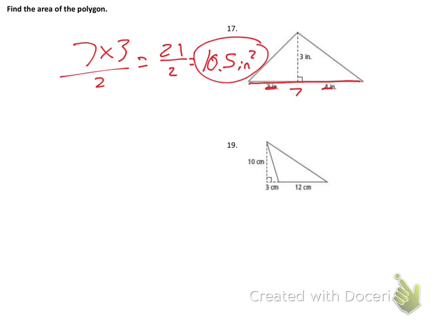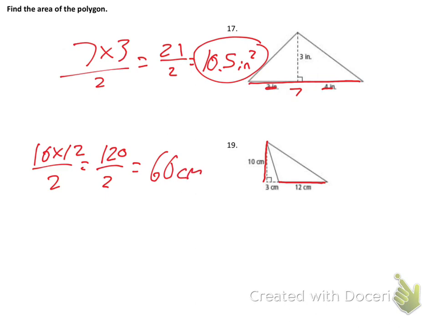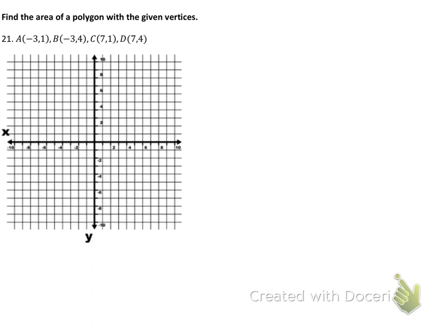Something very similar here. So the base is going to be 12, and our height is going to be 10. Even though the 90 degrees is right here, we know that the dotted line means that's just an extension. But the height is 10, and the base is 12. So 10 times 12 over 2. So it'll be 120 over 2, which is then equal to 60 centimeters squared. That's your final answer. All right, that was 19, so this is 21.